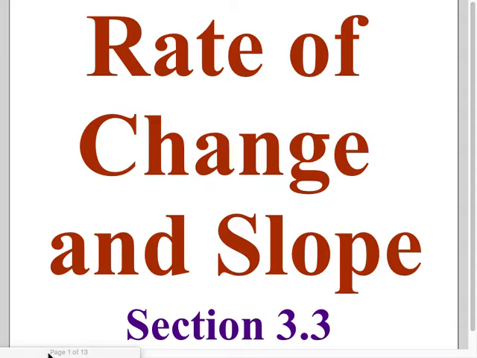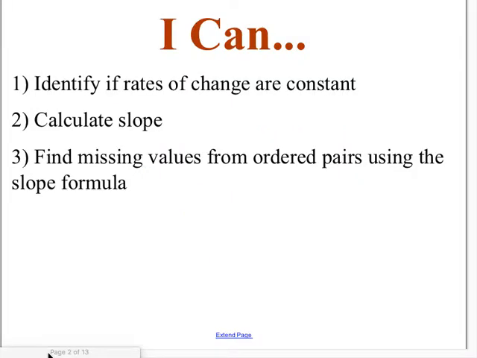Hello class, today we're going to talk about section 3.3, which looks at rate of change and slope. By the end of today's lesson, you will be able to identify if a rate of change is constant, calculate slope, and find missing values from ordered pairs using the slope formula.